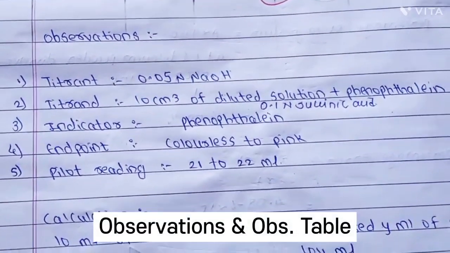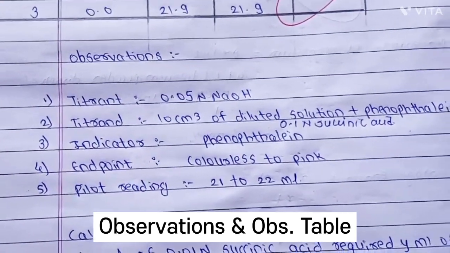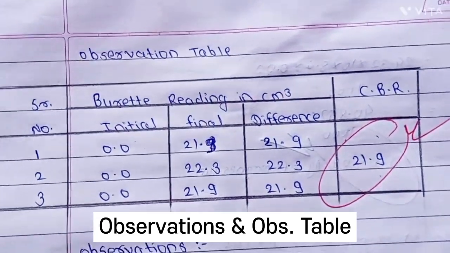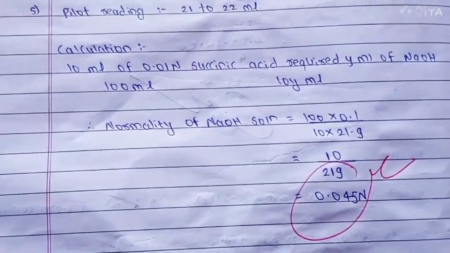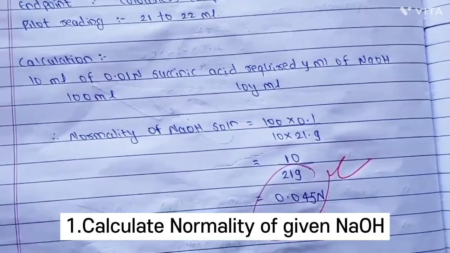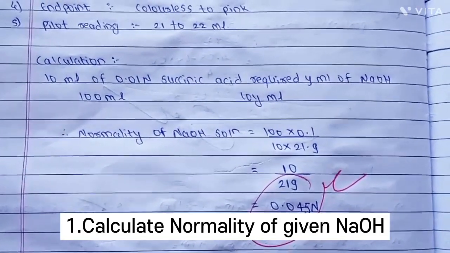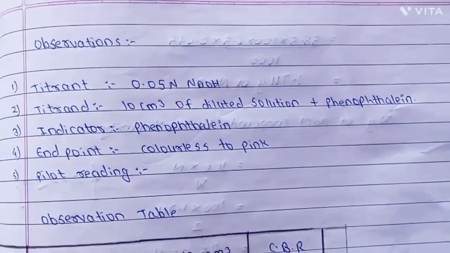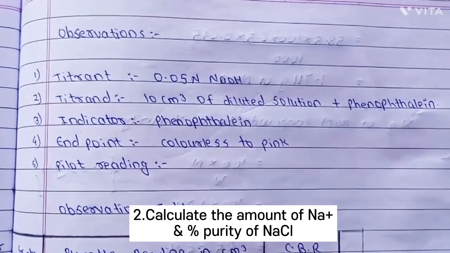Do the standardization of the 0.05 normal NaOH by preparing 0.1 normal succinic acid solution and note down the burette readings. By taking the constant burette reading, calculate the normality of the given NaOH solution. The standard normality of the given NaOH solution is 0.045 normal. Then calculate the amount of Na+ and the percentage purity of NaCl of the given sample using the constant burette reading.